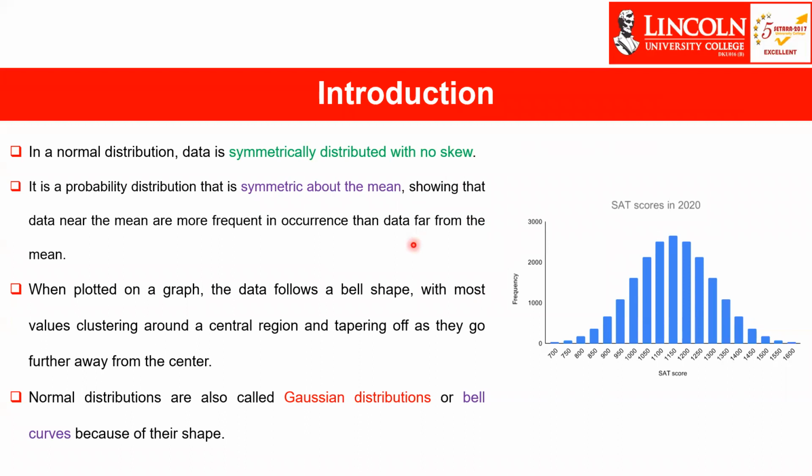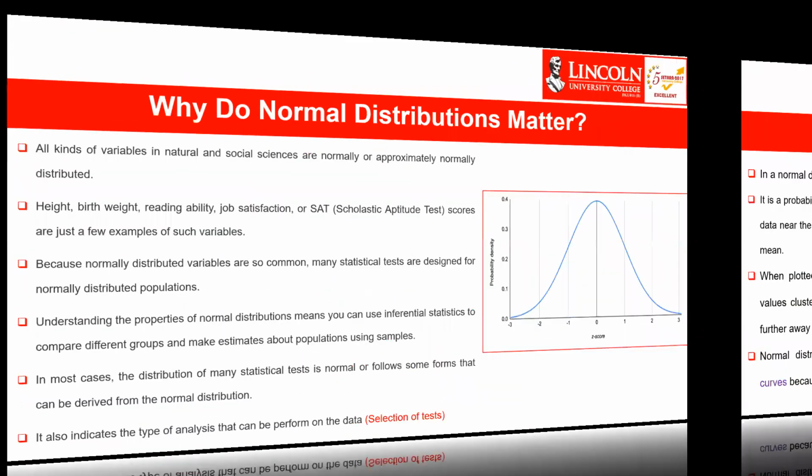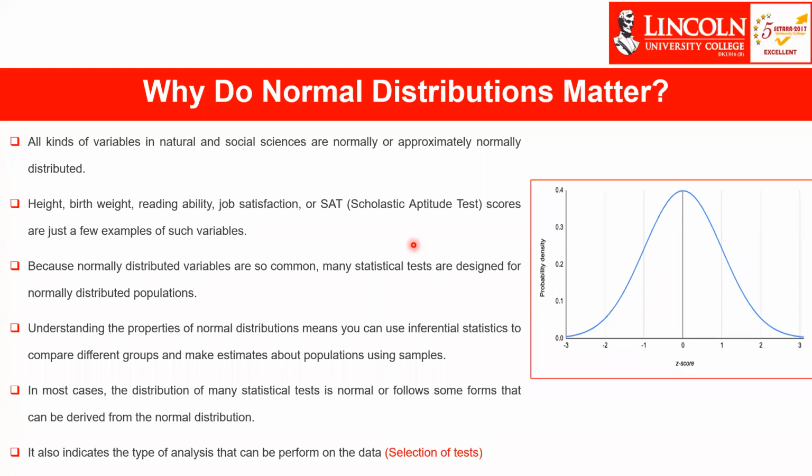Okay, so why does normal distribution actually matter in every research? All kinds of variables in natural and social sciences are normally or approximately normally distributed. Examples could be height, birth weight, reading ability, job satisfaction, or scholastic test scores, which are just a few examples of such variables that are assumed to be normally distributed. Because normally distributed variables are so common, many statistical tests are designed for normally distributed populations. This is the major reason why normal distribution is quite important.